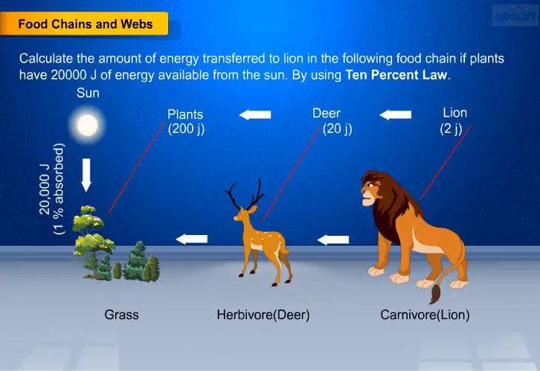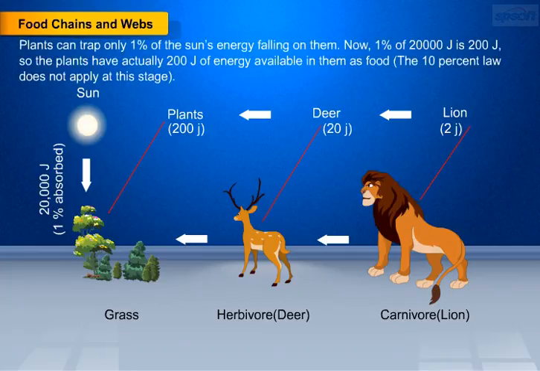Let us solve a sample problem using the 10% law to calculate the amount of energy transferred to the lion in the following food chain. If plants have 20,000 joules of energy available from the sun, plants can trap only 1% of the sun's energy falling on them. Now, 1% of 20,000 joules is 200 joules, so the plants have actually 200 joules of energy available in them as food. The 10% law does not apply at this stage.